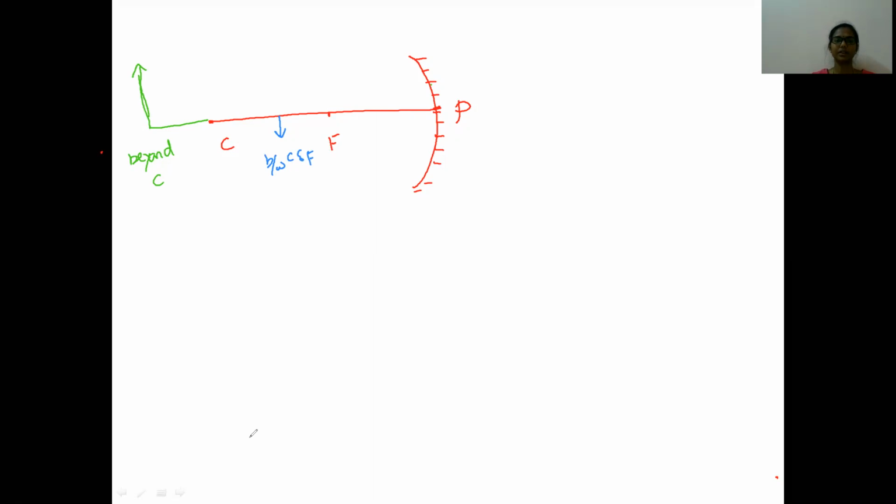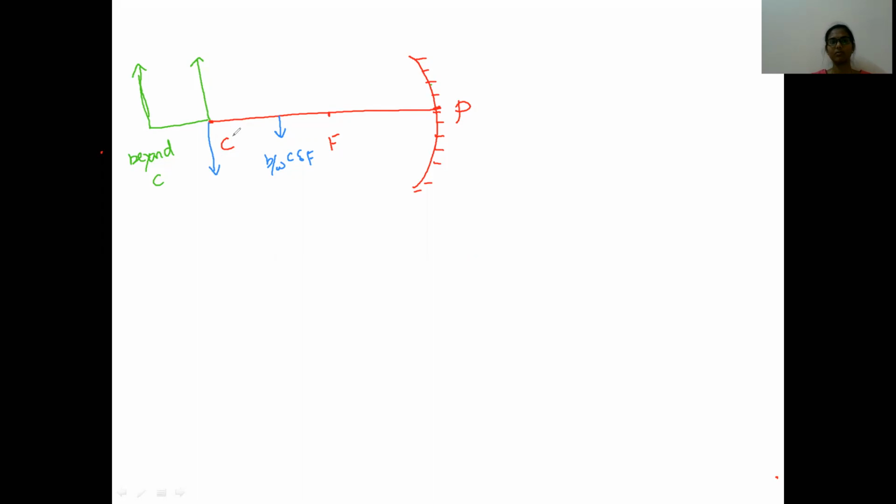Let us take another condition. When the object is taken exactly at C, see, now it is coming nearer, approaching the mirror. So what happens? The size is going to increase. So the image will be formed. Okay, children, now the image will be formed exactly at C, of the same size.